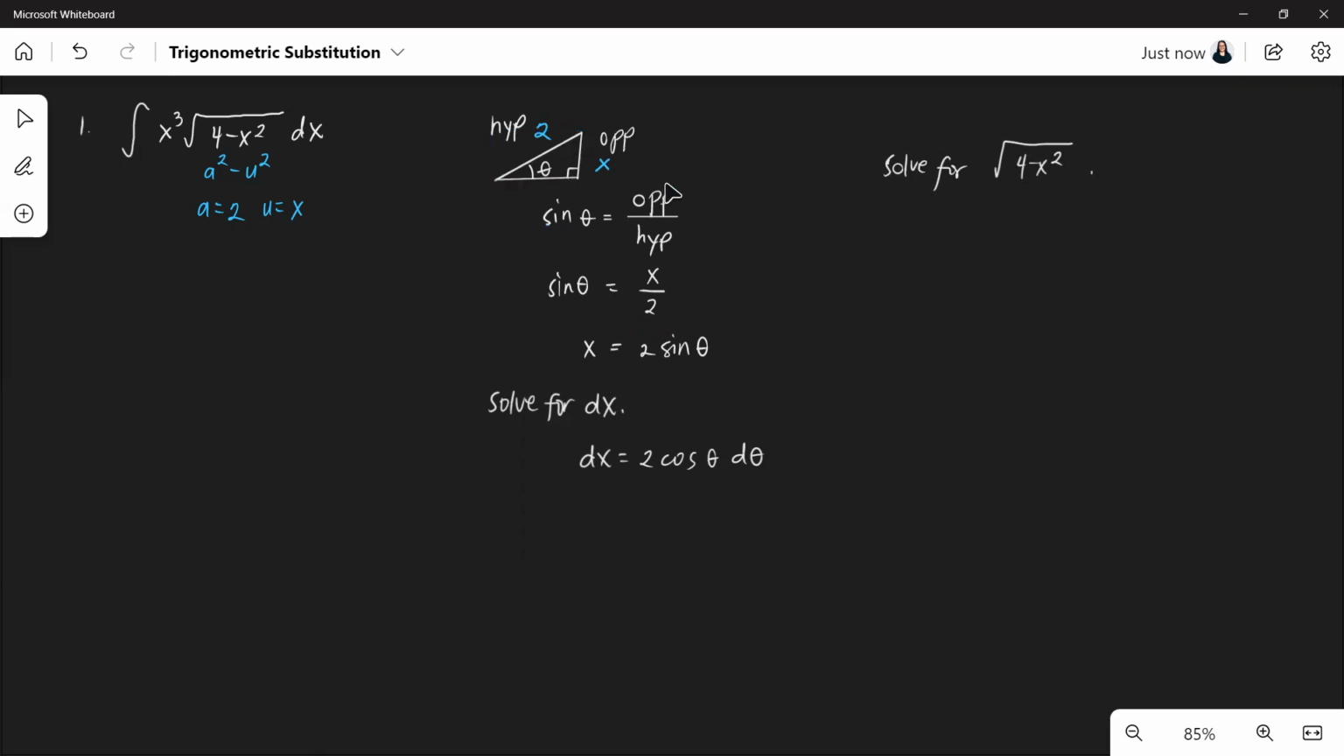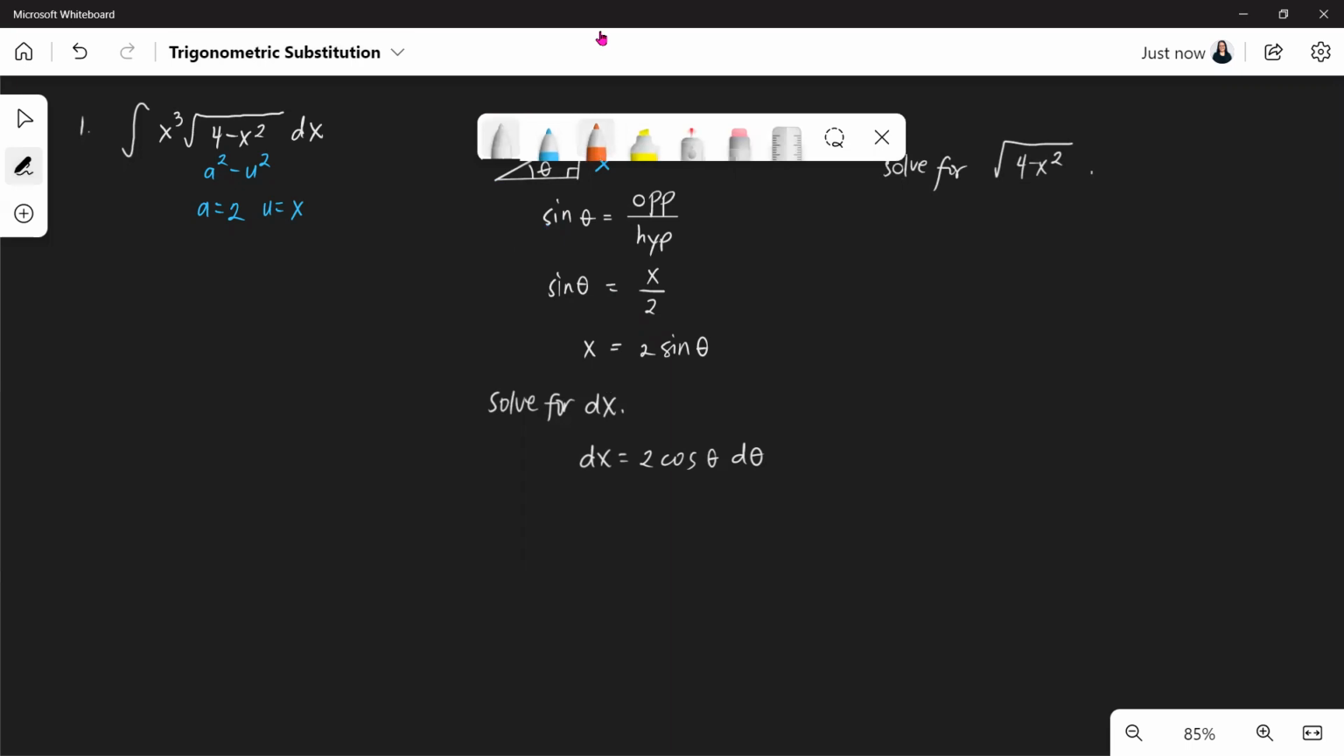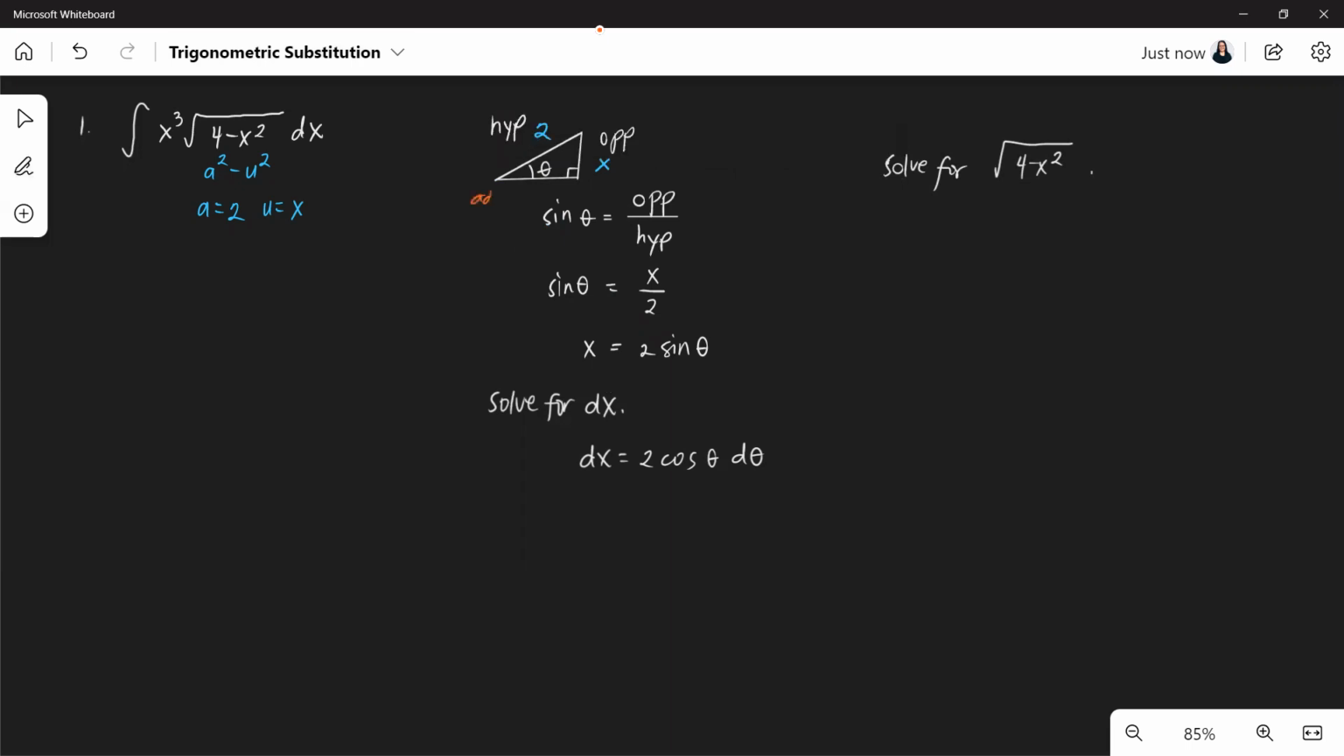So the third side of the right triangle, the adjacent side, contains that radical. So if the hypotenuse is 2 and the opposite side is x, meaning the adjacent side is the square root of 2 squared, or 4, minus x squared. So from the Pythagorean theorem, the square root of the square of the hypotenuse minus the square of the opposite side is equal to the adjacent side.